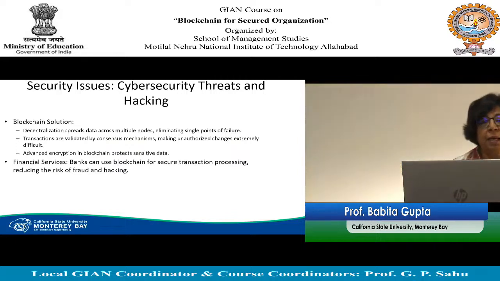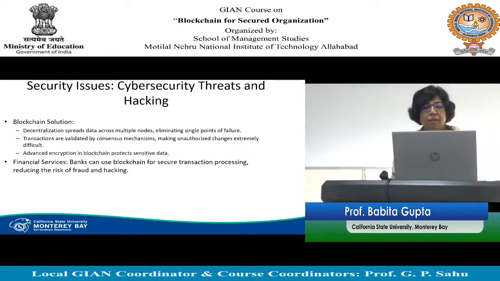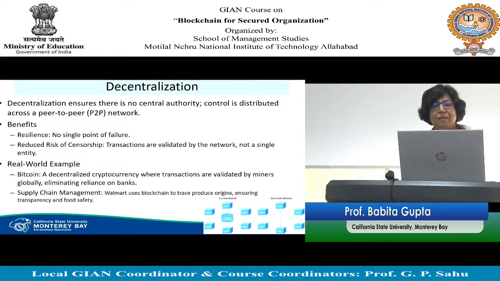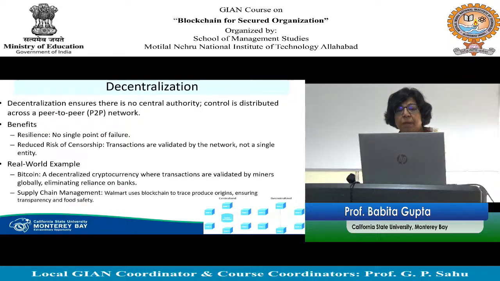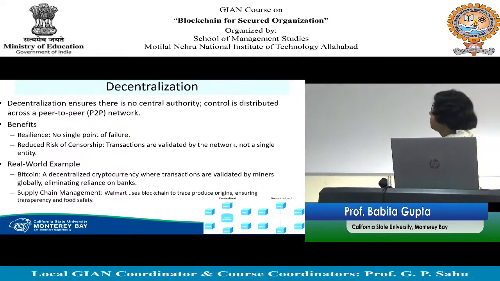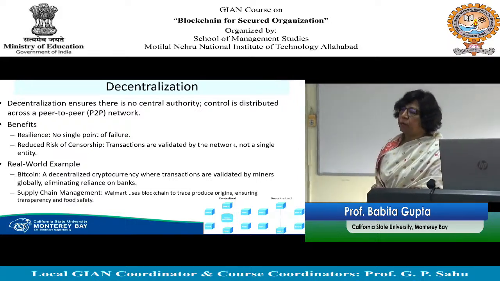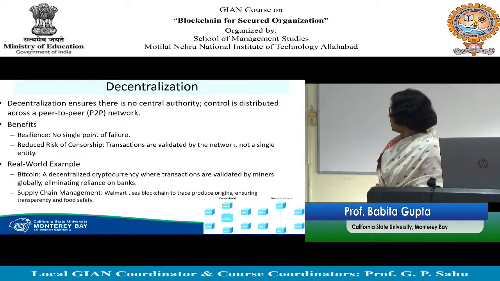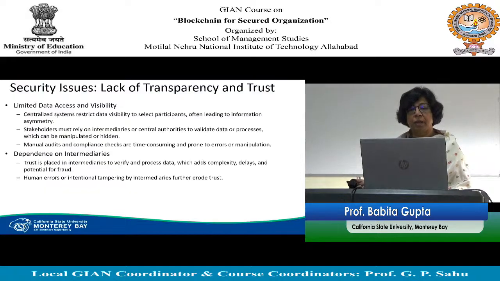So I think I'm going to skip this, right? We have already talked about this. There's a lot of decentralization I put in there. Okay, that's all right. So this one is just revisiting what we have been talking about. There is no central authority, and it's distributed on a peer-to-peer network. And the real world examples, I think again we've talked about this enough: Bitcoin, supply chain management, etc. So I think we are all familiar with what decentralization is at this point.